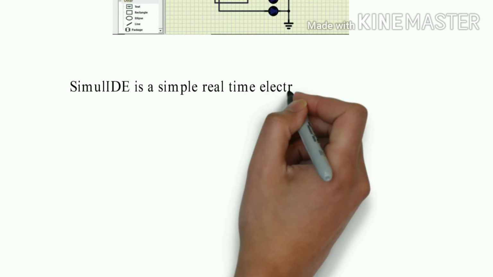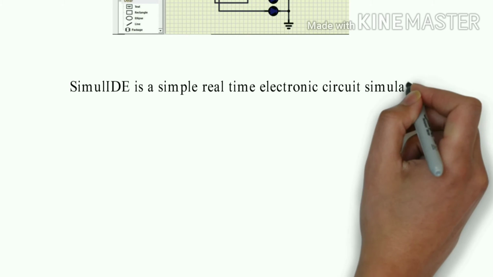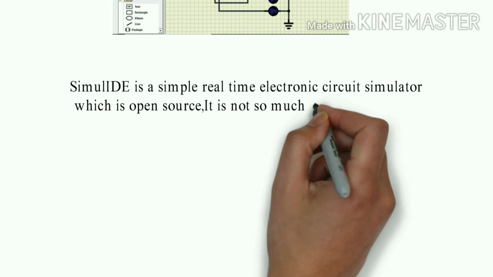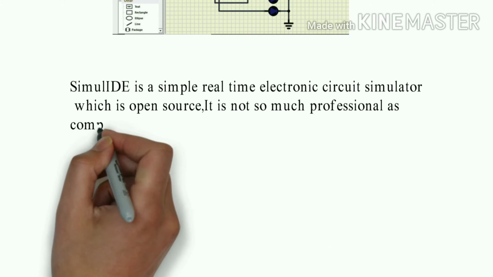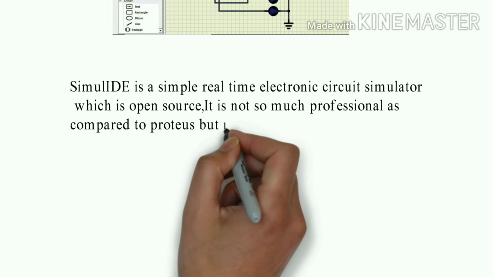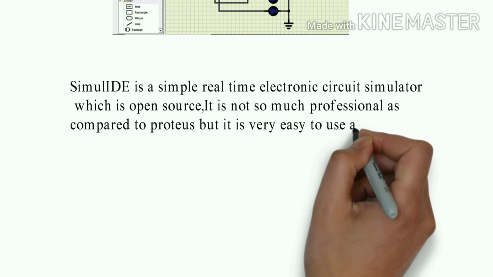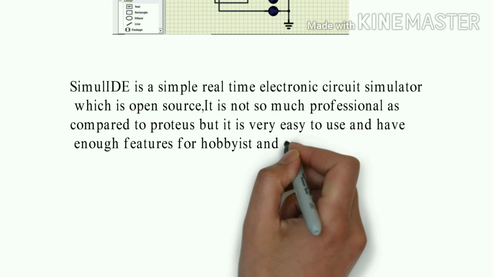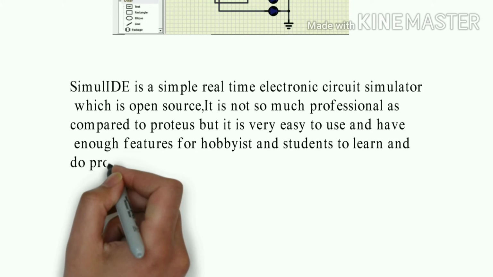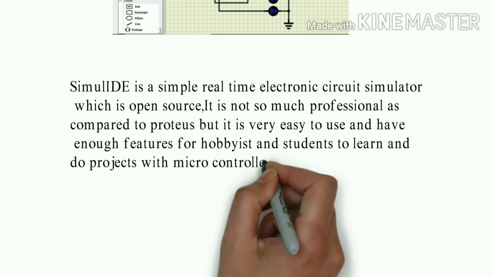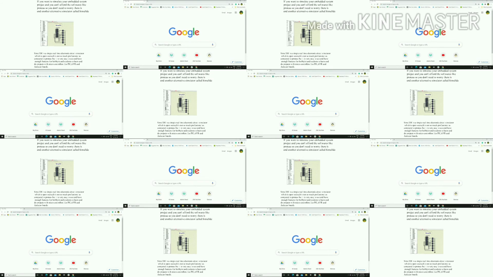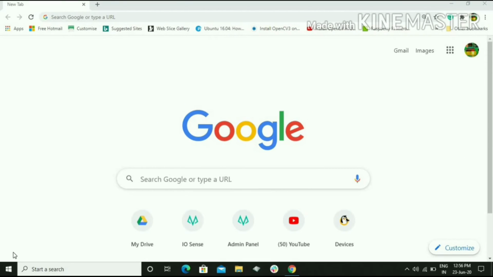SimulIDE is a simple real-time electronic circuit simulator which is open source. It is not as professional as Proteus, but it is very easy to use and has enough features for hobbyists and students to learn and do projects with microcontrollers like PIC, AVR and Arduino boards. So first we will see the steps of installing SimulIDE on our system.